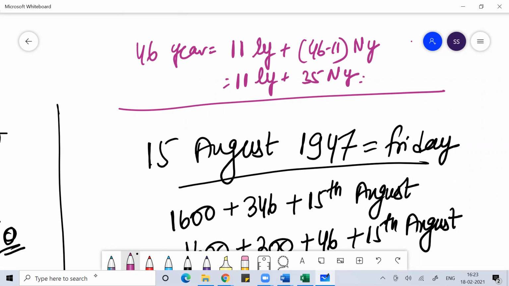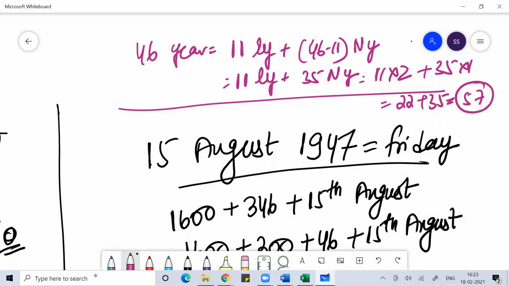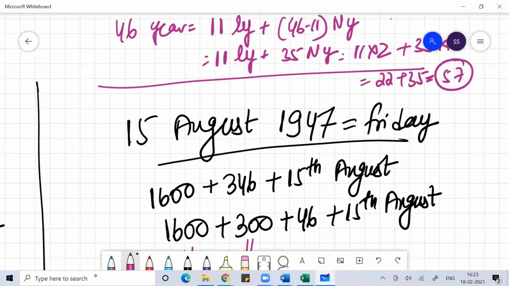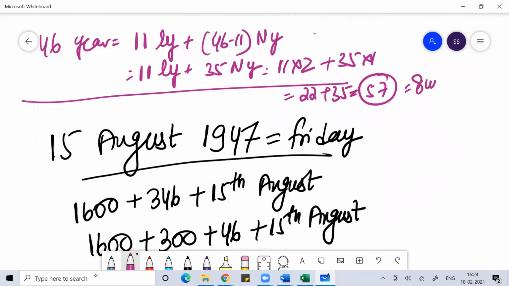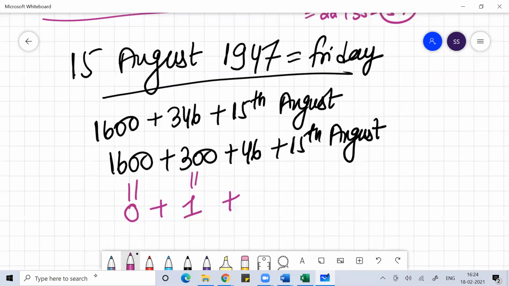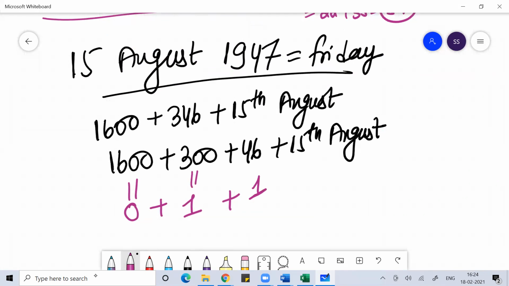1 leap year means 2 days extra. 1 normal year means 1 day extra. So this will be 22 plus 35, 57. So 57 means what? 57 means 8 weeks, 8 sevens are 56, 8 weeks plus 1 day extra. So 46 years means 1 day extra.